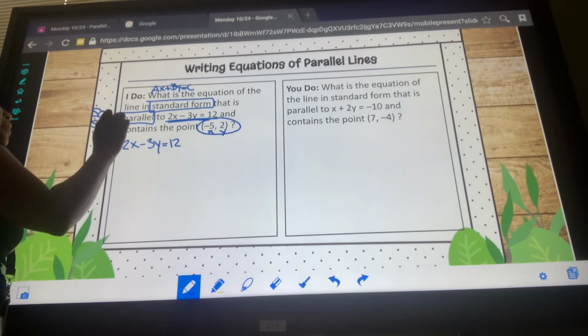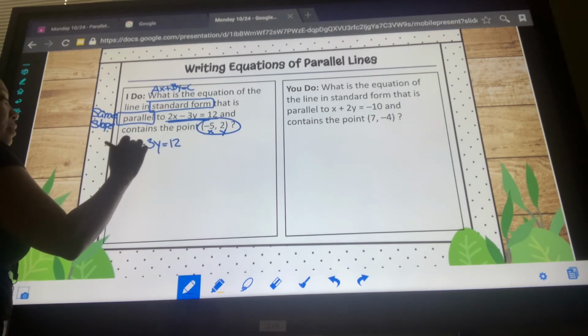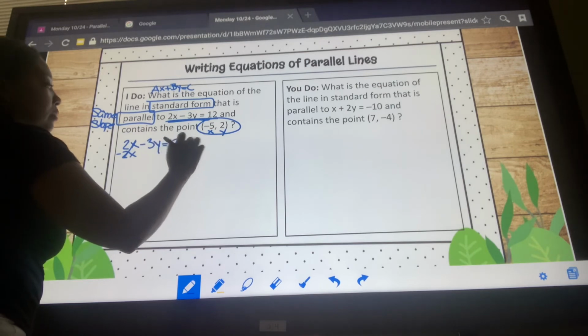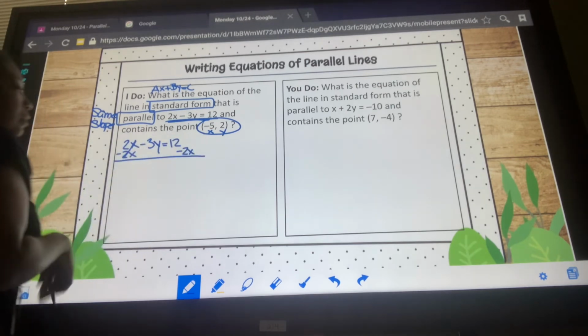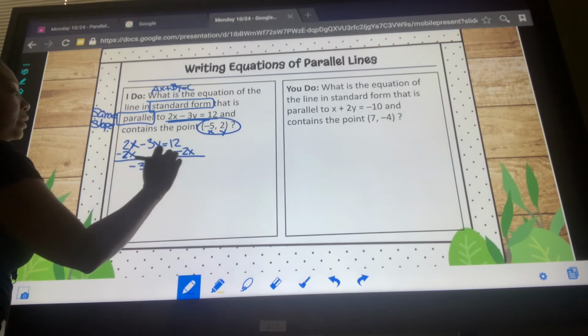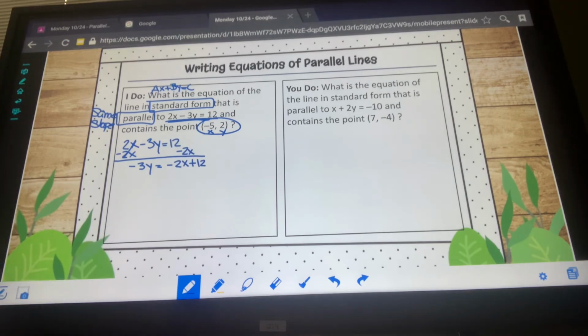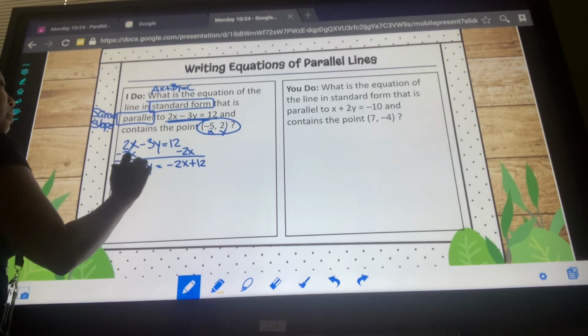Remember, anytime I do something or take something to the other side, it becomes the opposite. So cancel it over here. I'm going to subtract 2x. Do that to both sides. We bring down a negative 3y equals a negative 2x plus 12. Now to get y by itself, we're going to divide everything.